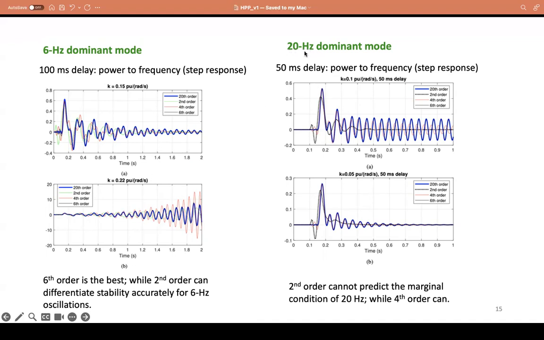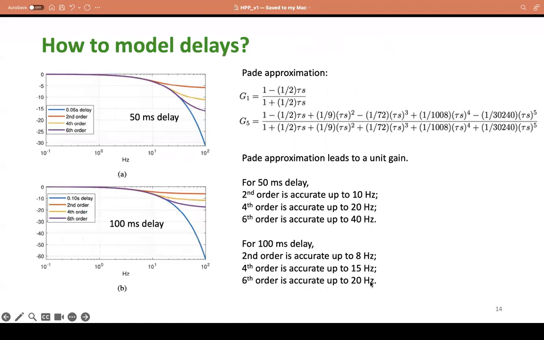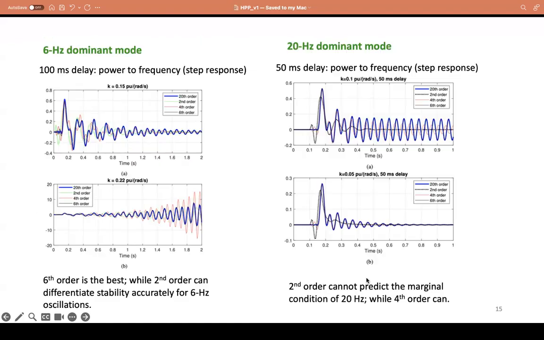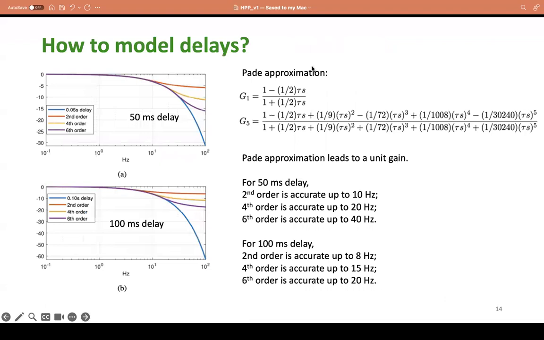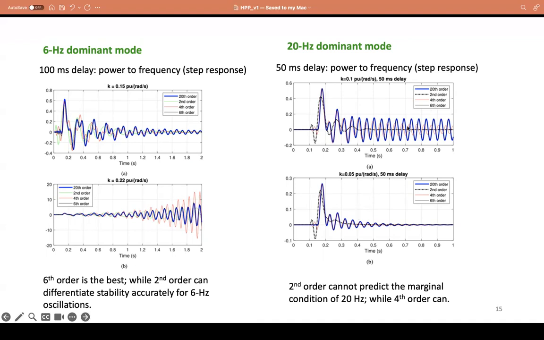On the other hand, if we have a 20 hertz dominant mode, on the next page, with a 50 millisecond delay, second order cannot capture it. For example, second order cannot say this is marginally stable, but with 4 hertz and 6 hertz you can really say something. Right. So that's the modeling issue.